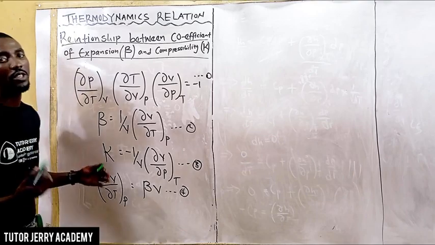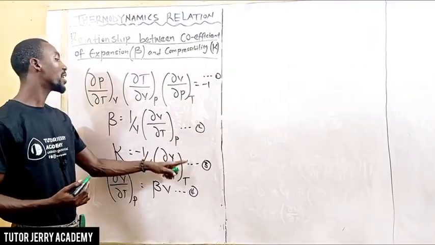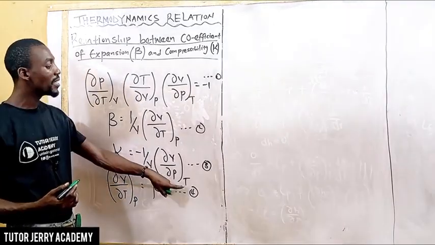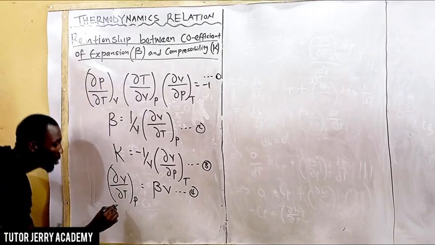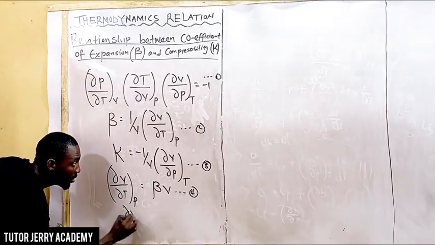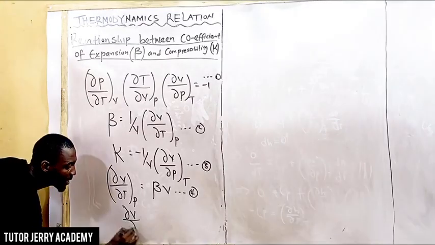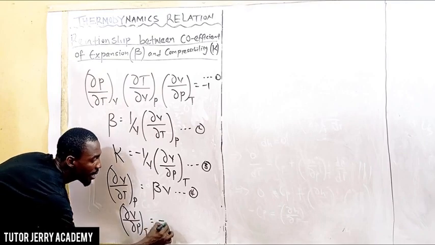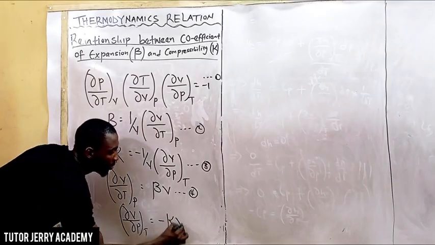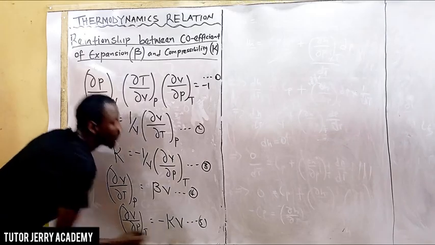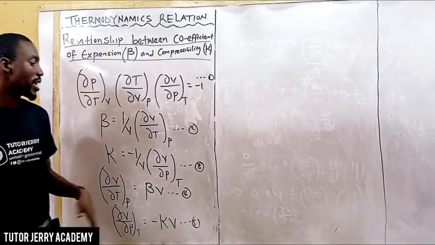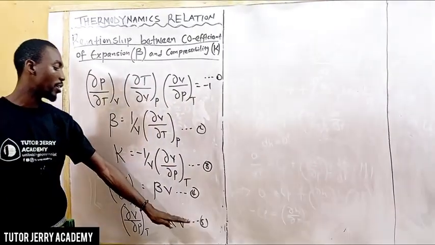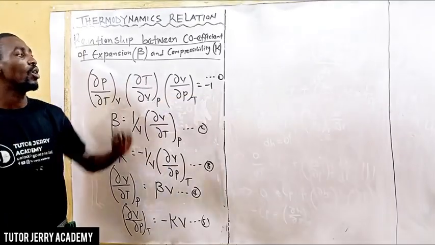All right, from equation number 3, I'm going to make the partial derivative of V over the partial derivative of P, keeping T constant, the subject. So I'm going to have this as the partial derivative of V over the partial derivative of P, keeping T constant, equal to minus K V, equation number 5. All right, so a quick one. We are going to be substituting equation 4 and equation 5 into equation 1.